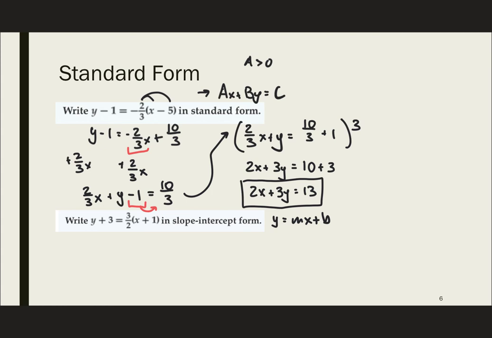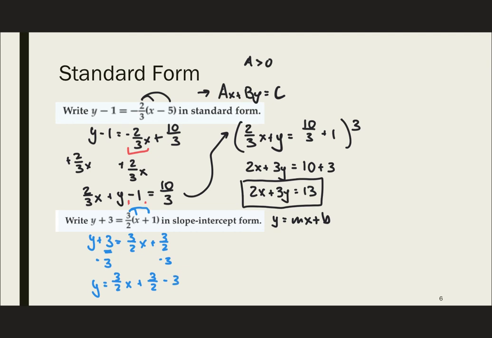All right, here we go. So first off, I'm going to distribute. So let me erase this. And here we go. I'm going to distribute, change color so you can see what I'm doing. And I have y plus 3 is equal to 3 over 2x plus 3 over 2. Now, I'm trying to get it in y equals mx plus b form. So I need to get the y by itself, which means I have to move this term to the other side. So I'm going to subtract 3 from both sides. And now I have y equals 3 over 2x plus 3 over 2 minus 3.